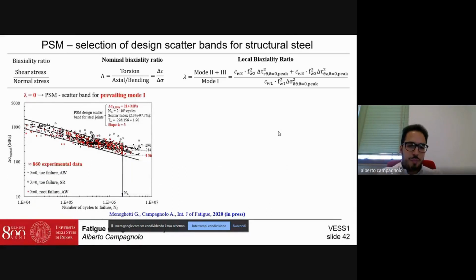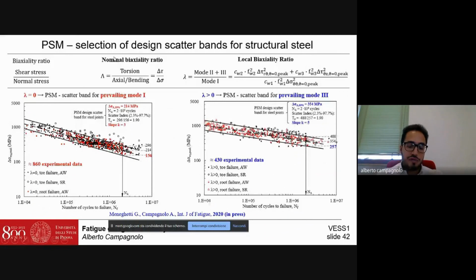To conclude, we have proposed in the literature two different fatigue strength curves. The first one is valid for prevailing mode 1 loading, which is axial or bending loading condition, and it has been validated, fitted on about 1,000 experimental results. Moreover, we have also proposed another fatigue strength curve, which is valid for typically torsion or multi-axial loading condition, and we have validated this curve with about 400 experimental results.